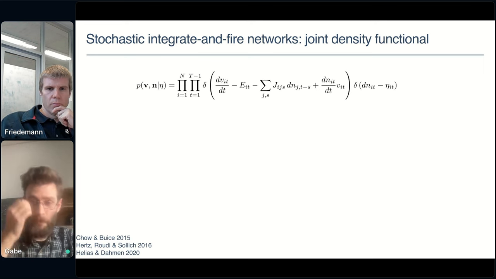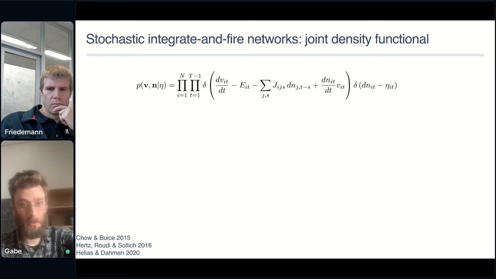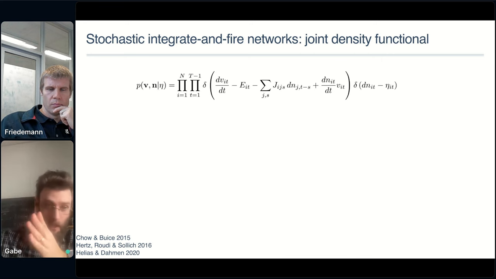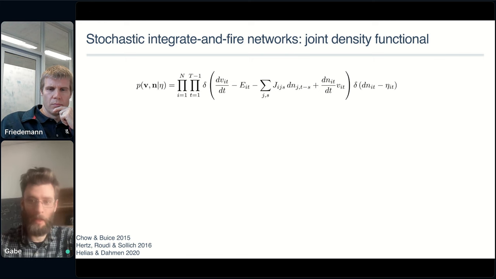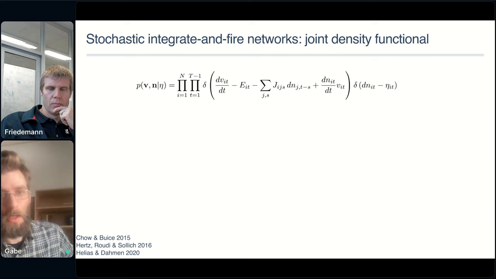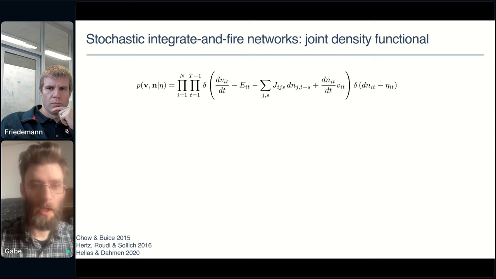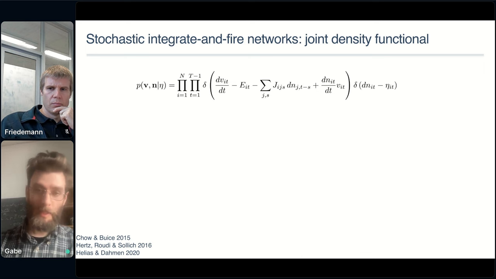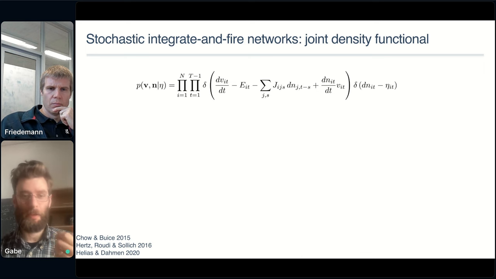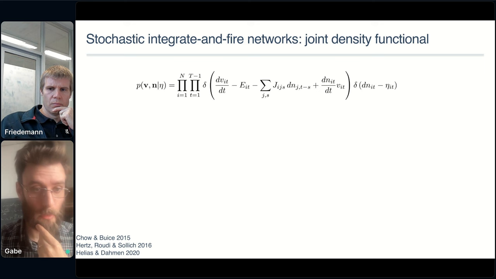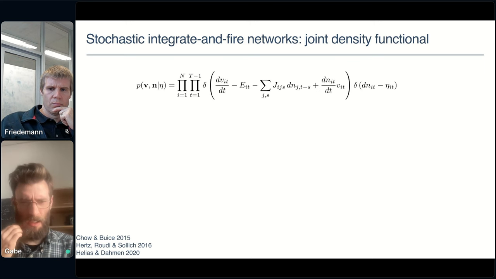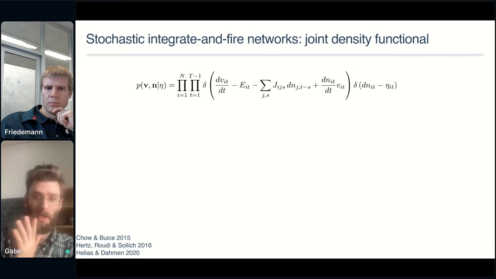Fortunately, there exists a set of tools that allow us to do this, or at least allow us to construct expansions for any moment we want, that we can then truncate to get approximate descriptions. That approach is a path integral approach for stochastic dynamical systems that was developed in statistical field theory. There have been a few nice reviews on this subject in recent years that I'm citing down here at the bottom: Carson Chow and Michael Buice in 2015, John Hertz, Yasser Roudi, and Sollich in 2016, and Moritz Helias and David Dahmen wrote a nice textbook called Statistical Field Theory for Neural Networks, which goes through this whole approach in detail.